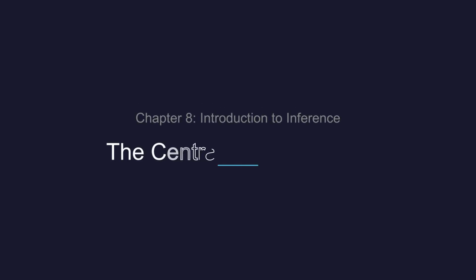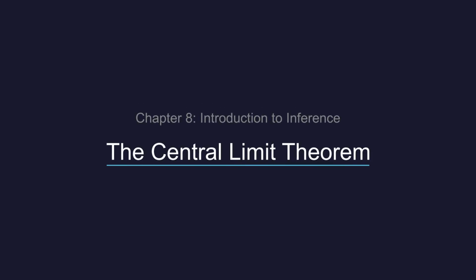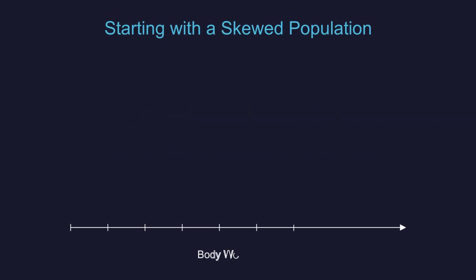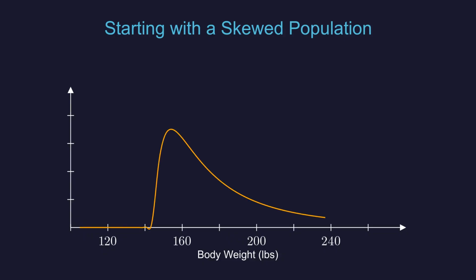The Central Limit Theorem, one of the most powerful ideas in all of statistics. Let's start with a population of adult male body weights. The population has a mean of 173 pounds and a standard deviation of 30 pounds. But notice, this distribution is not normal. It has a positive skew with a long tail stretching to the right. The question is, what happens when we take sample means from this population?